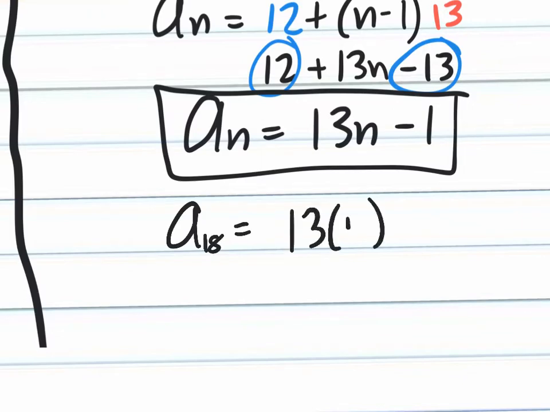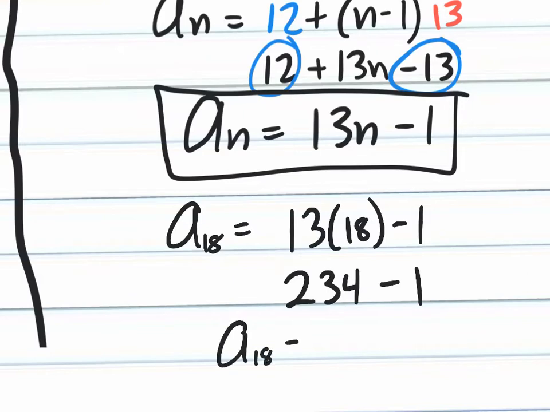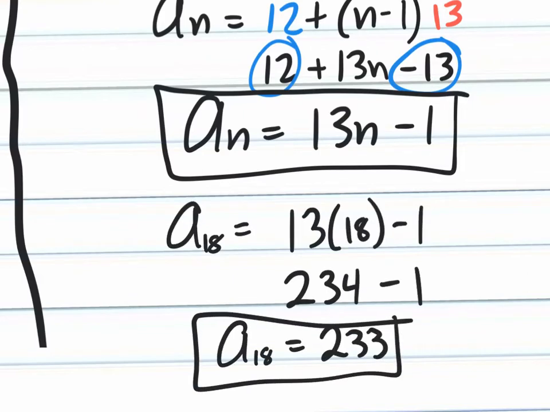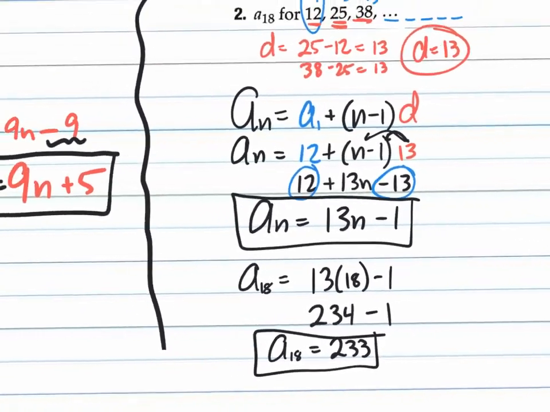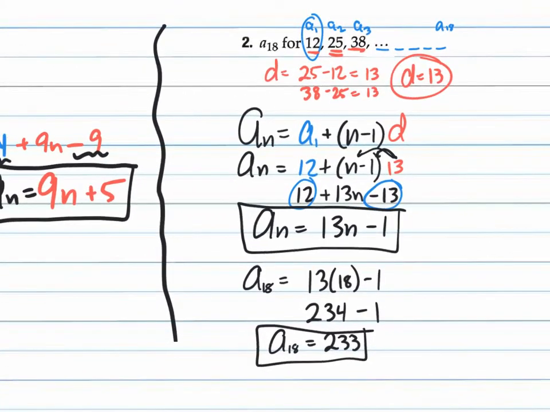13 times 18 minus 1. So 13 times 18 is 234. And we're going to subtract 1 from it. So the 18th number, a sub 18, is 233. Okay. I hope we understand that. That's all the work for number 2. This is not your homework, but this is very, very similar to your homework. Let's move on to the next 2 questions.